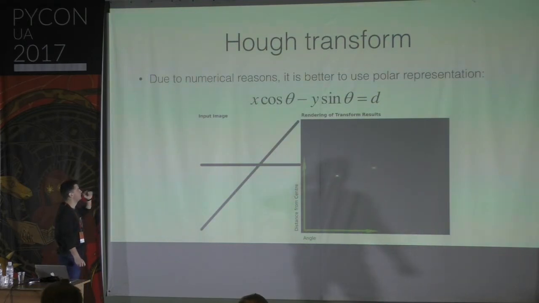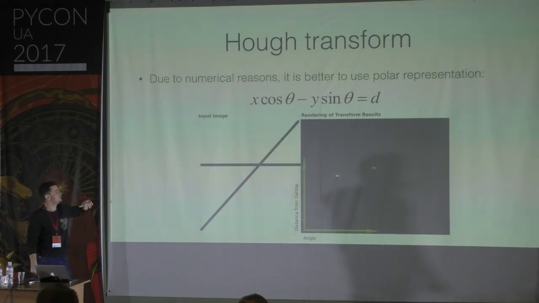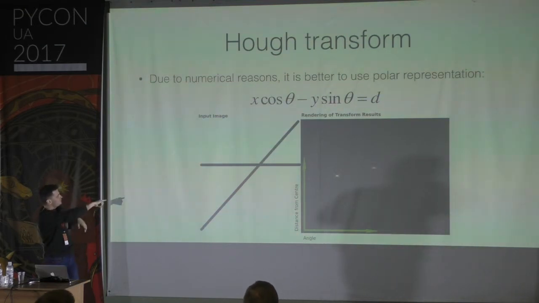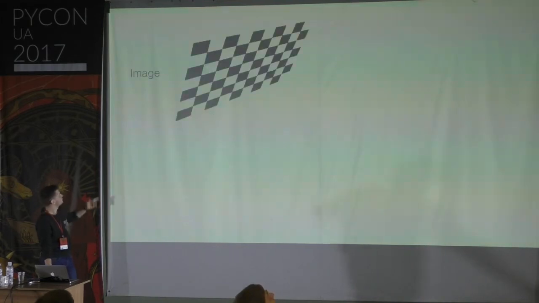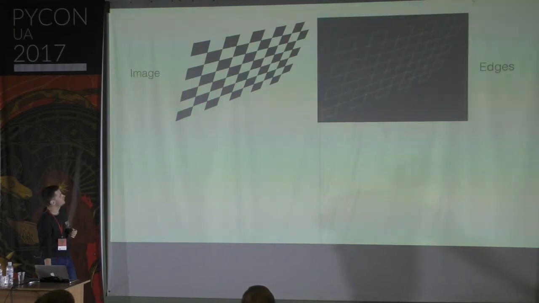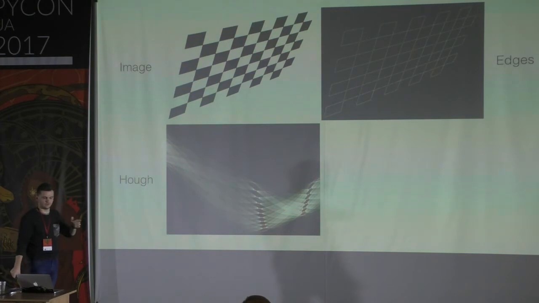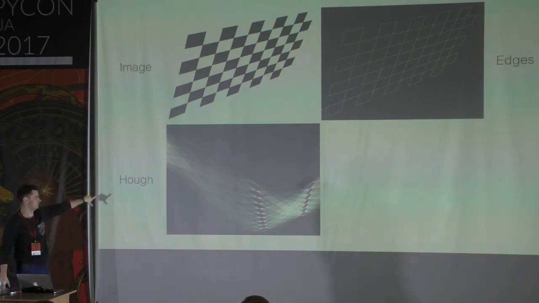However, we don't use this ax plus b representation. Usually the polar representation is used, just for some numerical reasons. And instead of lines in Hough space, we have some weird arcs. You'll see now. So suppose we have some image, and we have some edges that we extracted with the Canny edge detector. And this is how Hough space looks for this image. Do you remember I said that instead of lines, we have these weird arcs?